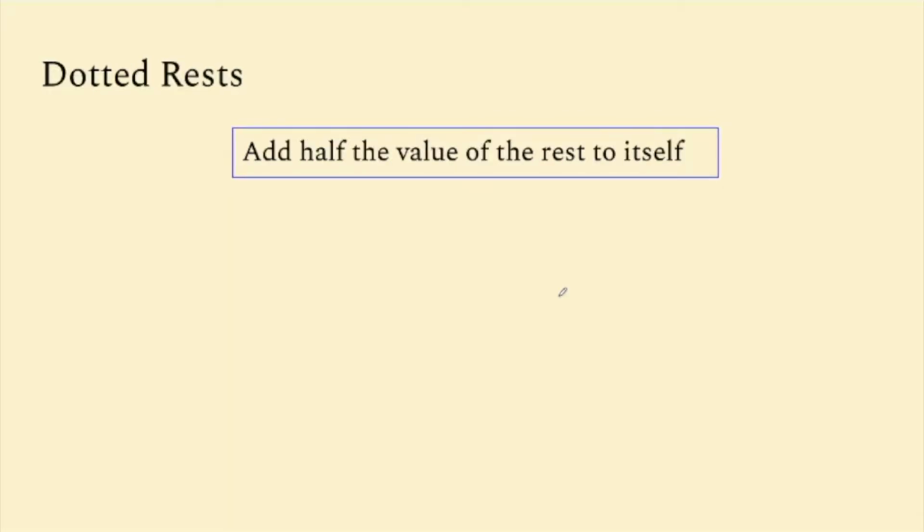Sometimes, we also see a dot attached to a rest. If you recall the rule for dotted notes, you will have no problem counting dotted rests. A dot attached to a rest will add half the value of the rest to itself. While this sounds complicated, it is quite easy to understand. Let's take a look at an example. For a dotted quarter rest, we add half the value of the quarter rest to itself. So we start with the quarter rest, we add half of the quarter rest, which happens to be an eighth rest, and we add them together to get a dotted quarter rest.